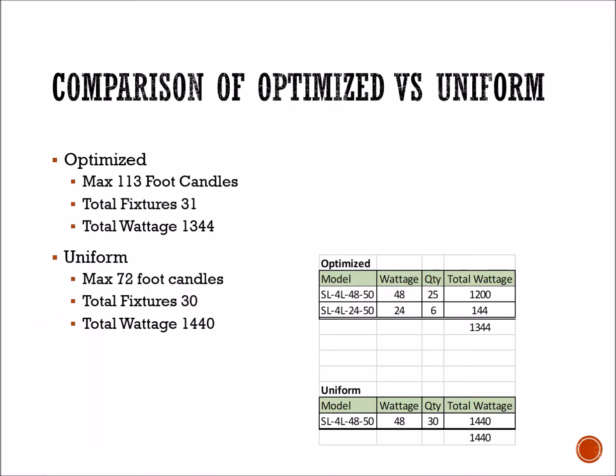As a comparison of the wattage, in the optimized we're using 31 fixtures, 1,344 watts. In the uniform scenario we've got 30 foot candles, 1,440 watts.